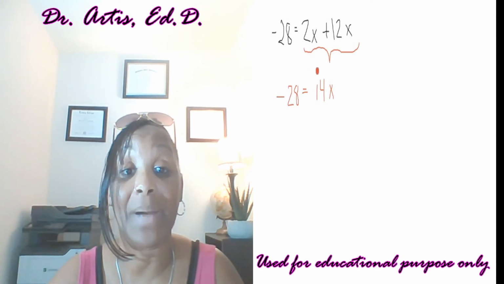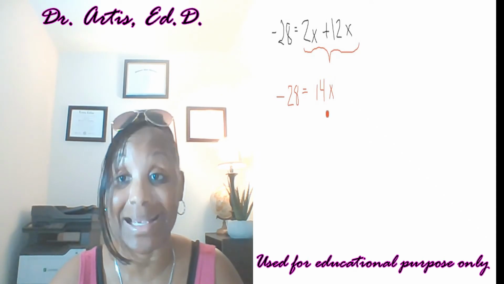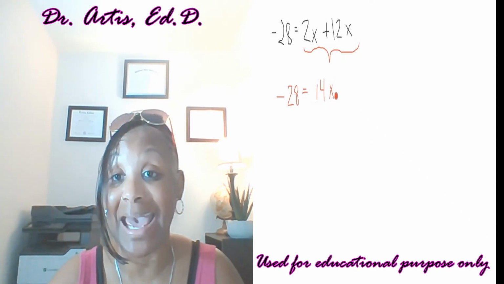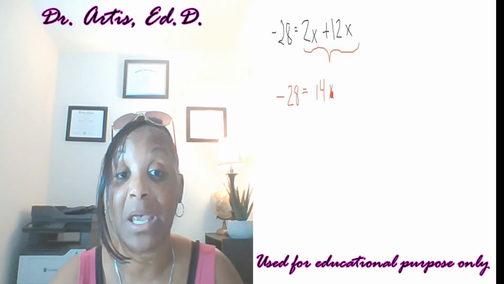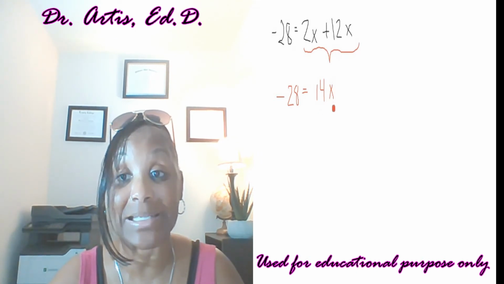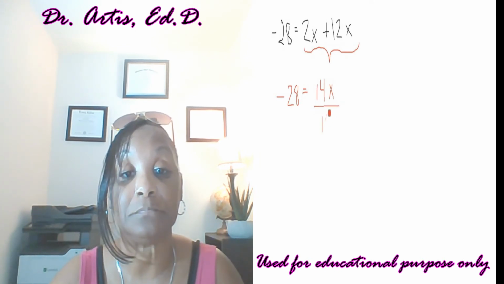Now that you have combined your like terms, remember you're still solving for x in this case. Now we have 14 times x because this is multiplication. The opposite of multiplication is division. So in order to get rid of this 14, which is by this x, which we're trying to get by itself, we're going to divide by 14. Okay? What you do on one side, you must also do on the other side.